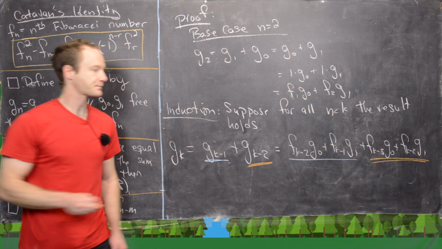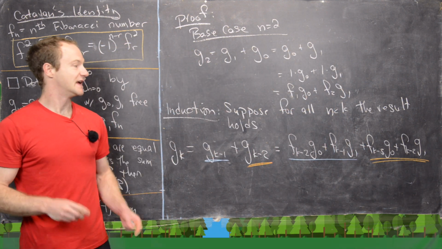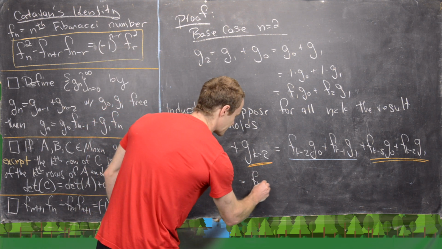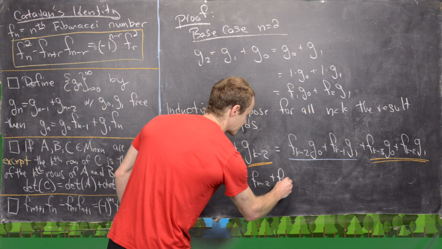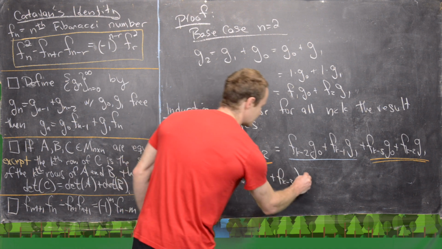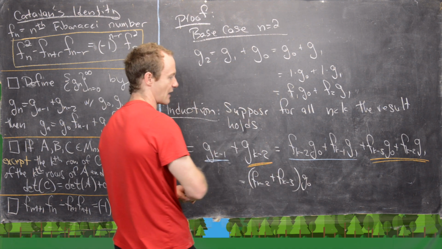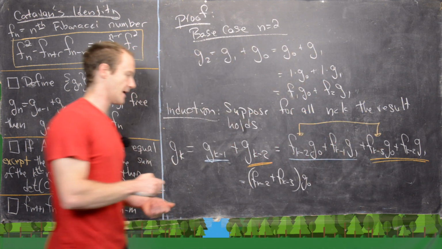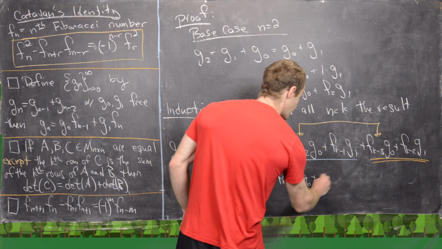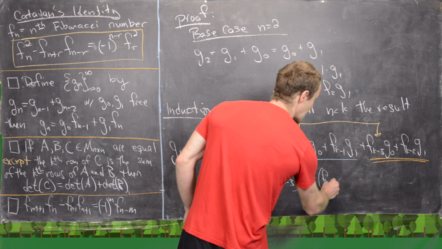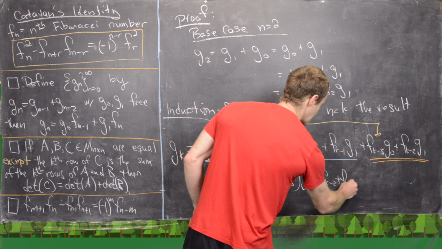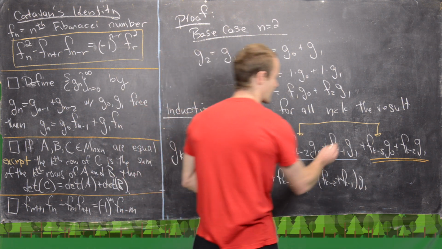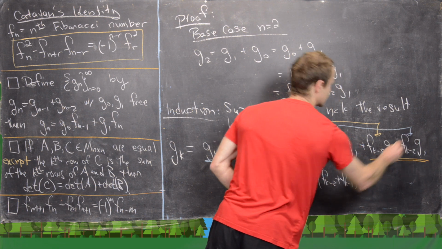Great. Now the next thing we want to do is combine like terms. So that's going to give us f sub k minus 2 plus f sub k minus 3 times g0. So that would be like combining these two. Okay? And then we also have plus f sub k minus 2 plus f sub k minus 1 g1. Okay, and that would be like combining these two.